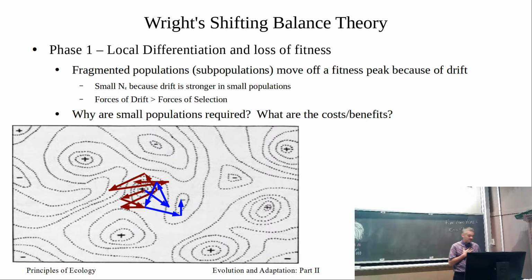What's the cost of a small population size? We haven't really talked about this yet, but you may have encountered it in another class. What's the downside of a small population? What's that? Yeah, less genetic variation. You can have bad things happen just due to genetic drift. All right, random chance events. So in a small population, the forces of drift exceed the forces of selection.